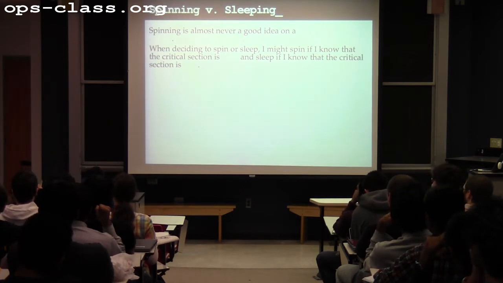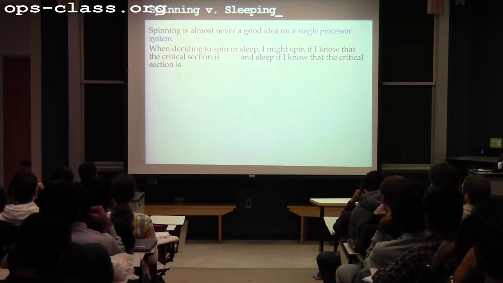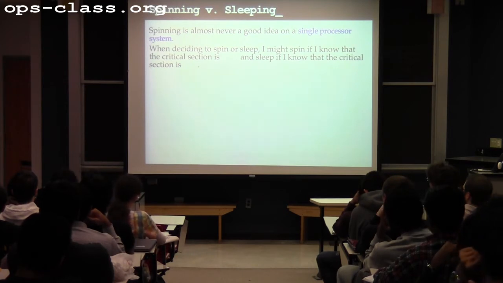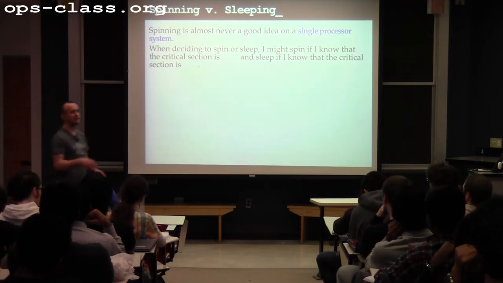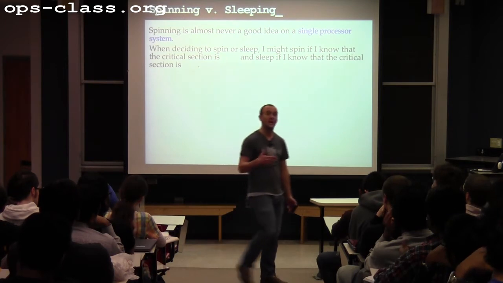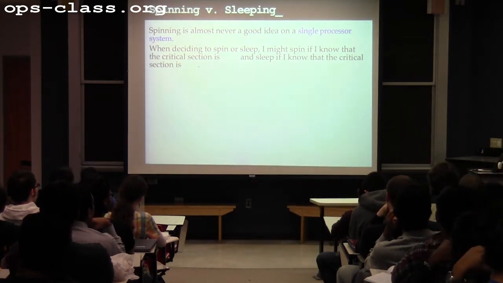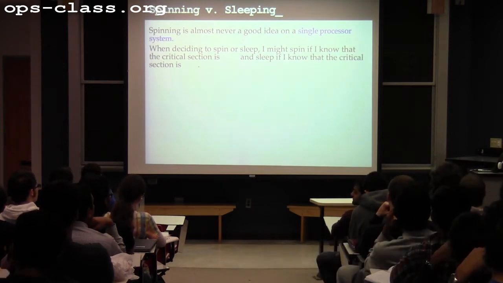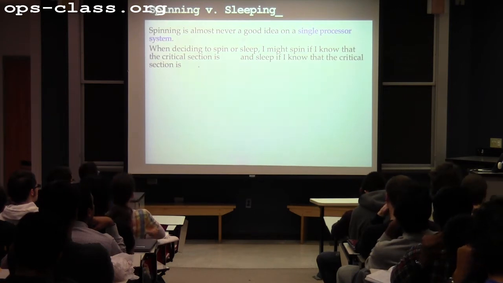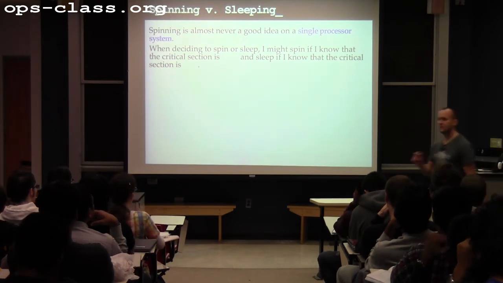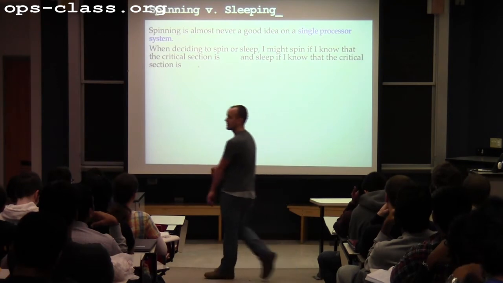So where is spinning almost never a good idea? Yeah, on a single processor system, because normally when you're spinning on a single processor system, you're preventing the thread that has the resource from making progress. And if you prevent it from making progress, it's going to hold the resource longer. So all the time you spend spinning is just adding to the time that you're going to be waiting. The best thing to do is to not spin, just go to sleep, and wake up when the resource becomes available.